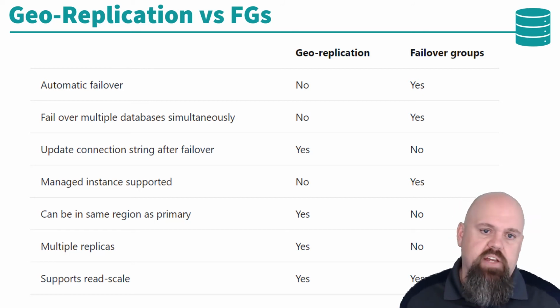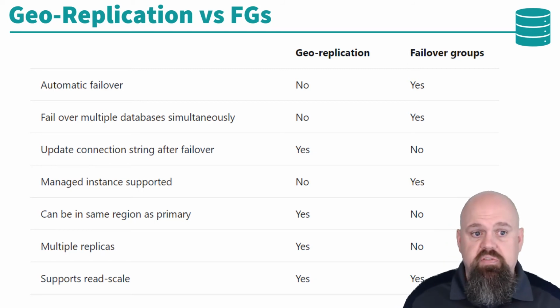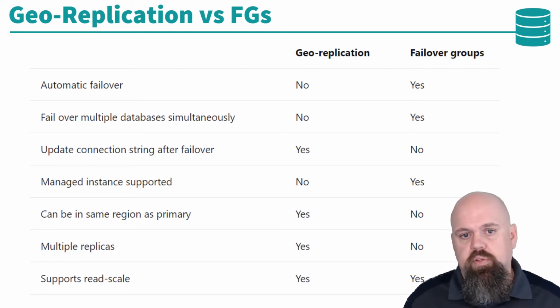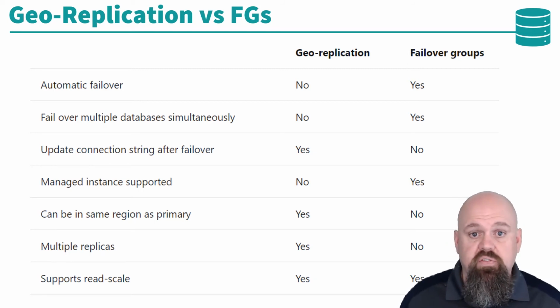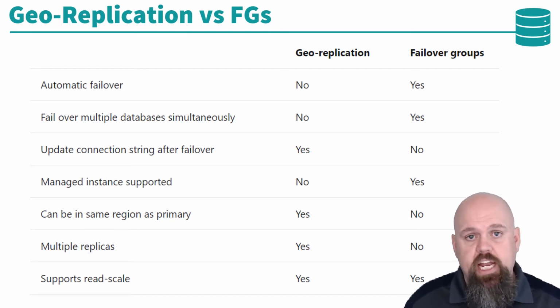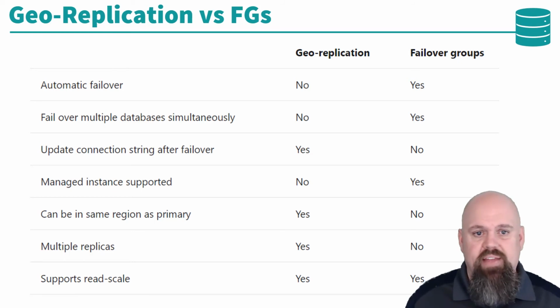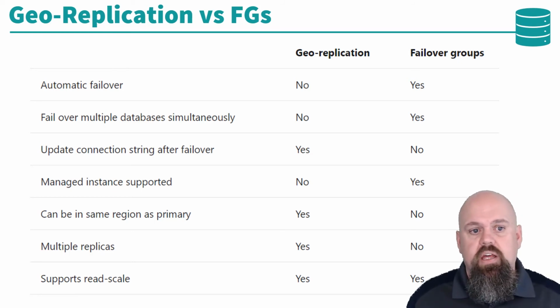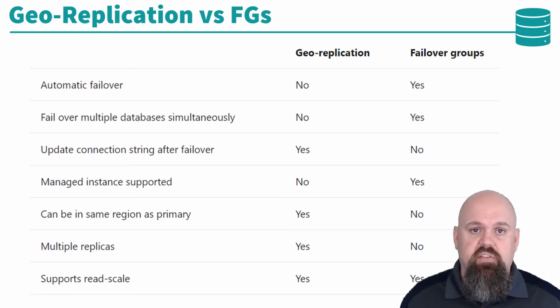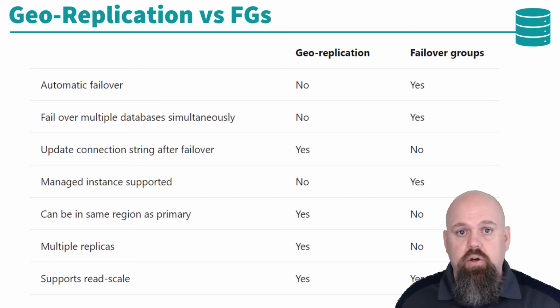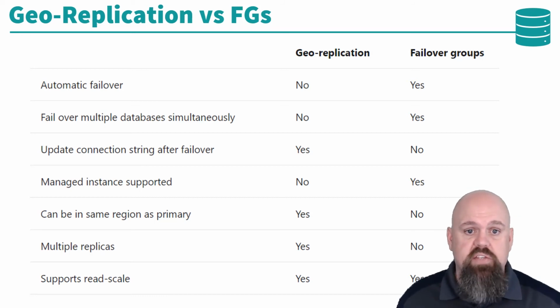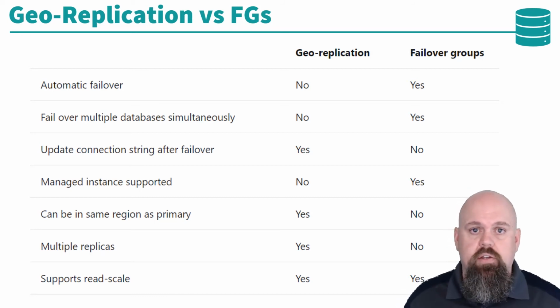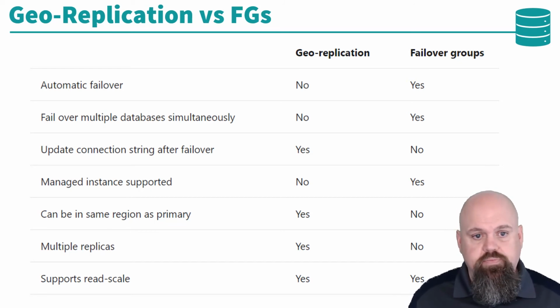We don't have automatic failover with Geo-Replication, whereas we do with failover groups. We can use multiple databases within a single failover group, which would allow us to fail over multiple databases at a given time. We don't have that within Geo-Replication. With Geo-Replication, in the event of a failover, we have to manually go update our connection strings, whereas with failover groups, if we're using the endpoints with the listeners, it'll do that automatically.